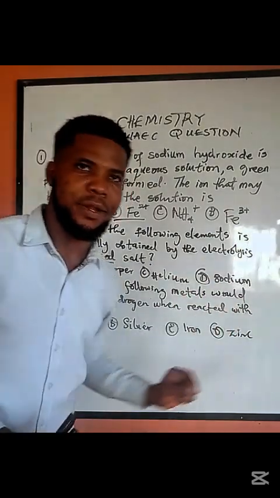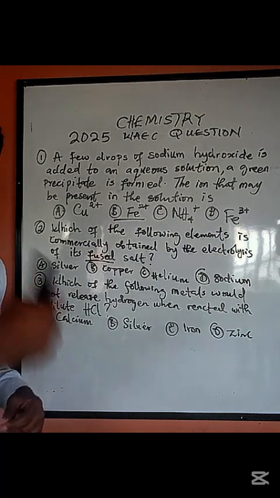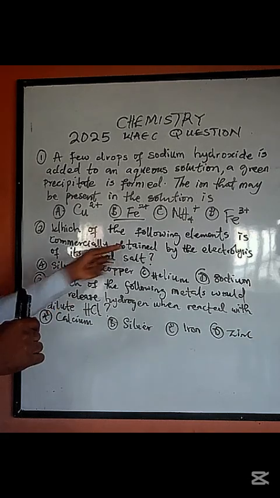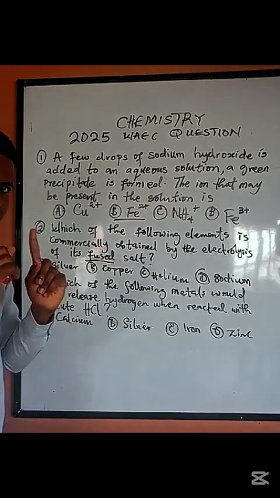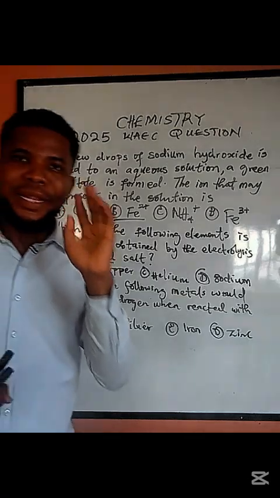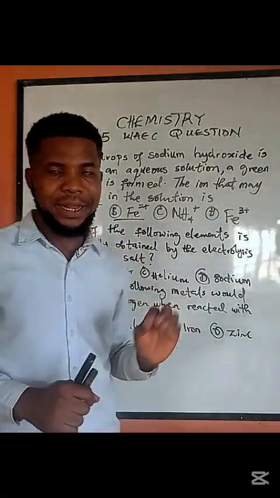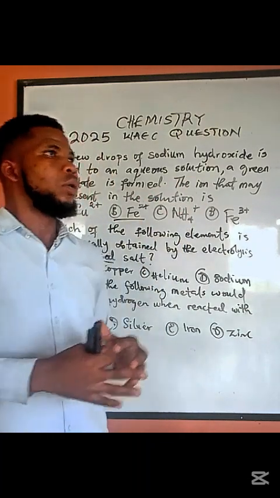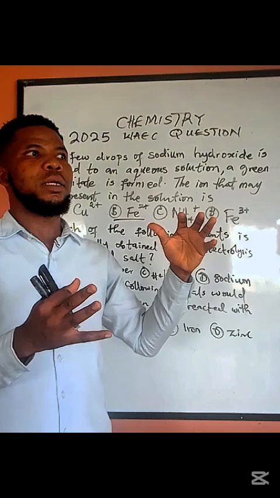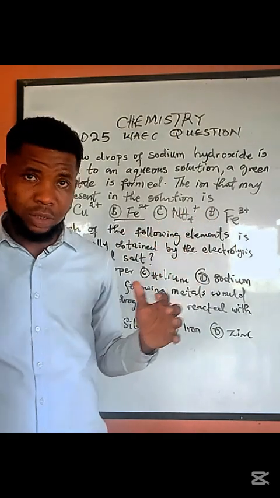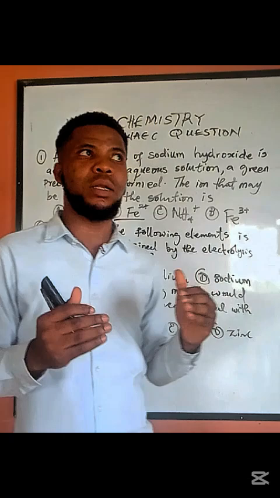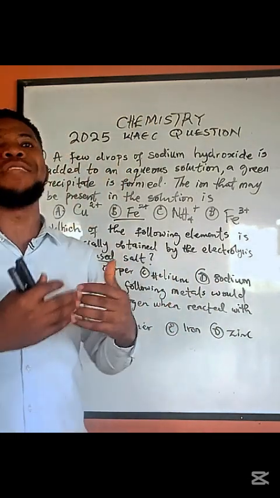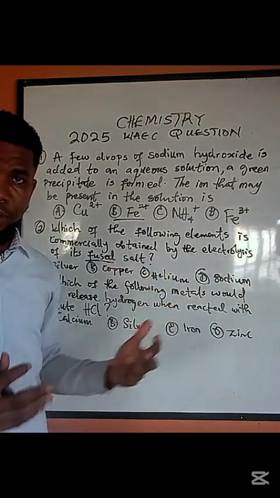So, which element will be obtained by melting its salt during electrolysis? Now, the thing you must know about this question is that they expect you to have an understanding of the electrochemical series. So the electrochemical series is what? A series of metals in order of their electronegativity. Or in order of their discharge in electrolysis. Are you getting me now?